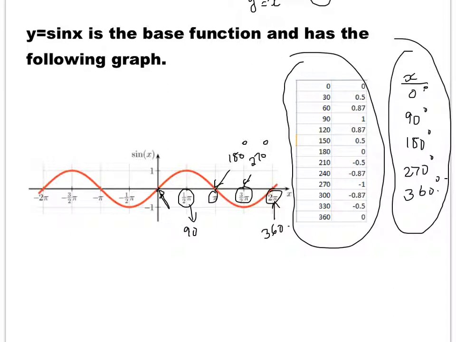Now, if you want a better graph, go ahead and use in-between values. For instance, here you have 30 degrees, 60 degrees, 120, 150, and so forth. So you do not necessarily need that many points to plot a sine function.